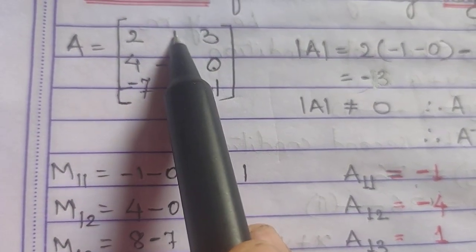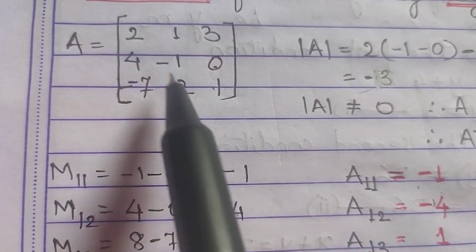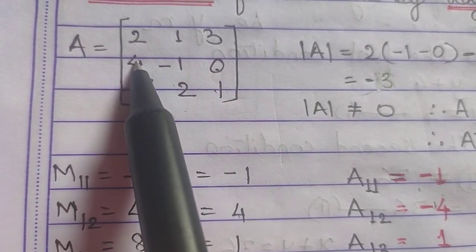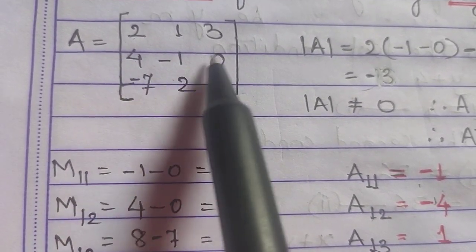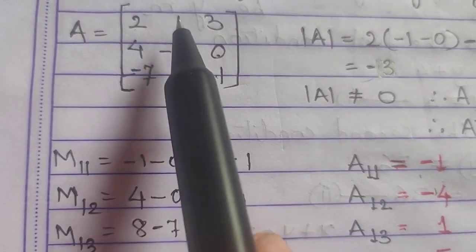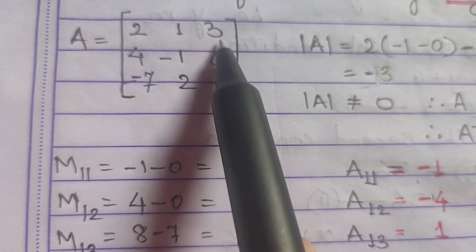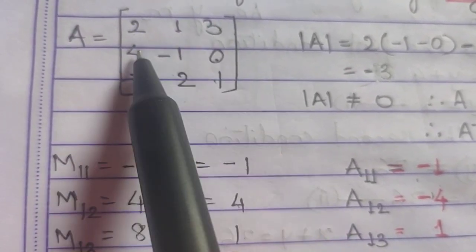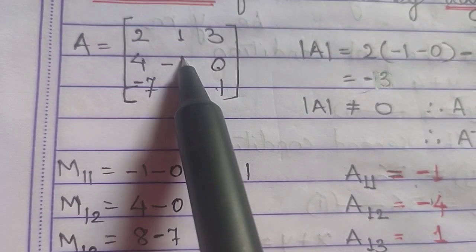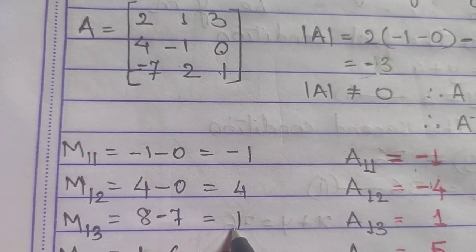For minor M12, skip this row and column and find the determinant of the remaining elements. So 4 minus 0. This is M12, it is 4. For M13, the element in the 13 position is 3. Skip its row and column and find the determinant. It is 8 minus 7.